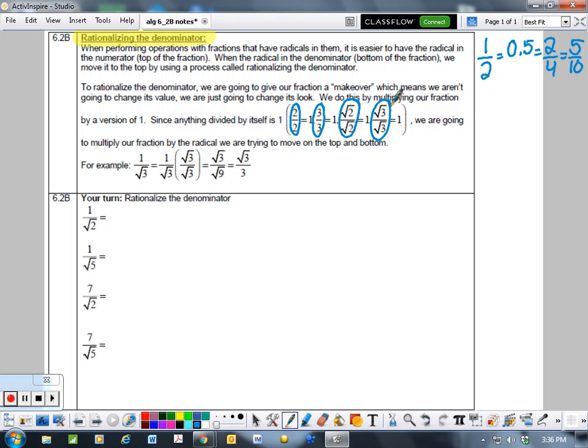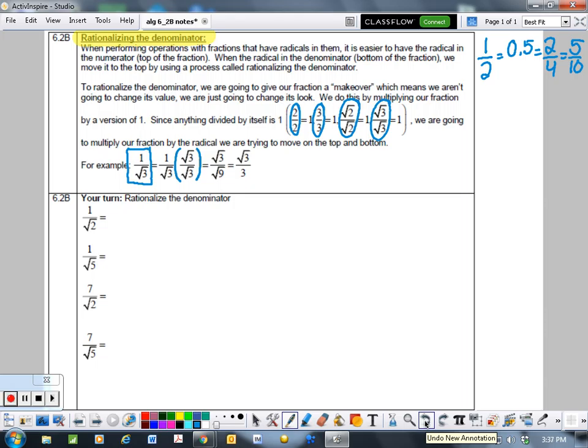For example, if I have the problem of 1 over the square root of 3, I cannot have that square root of 3 in the bottom. Since I want to move the square root of 3, I'm going to times by 1. But my 1 is going to look like the square root of 3 over the square root of 3, because the square root of 3 is what I want to move. So my 1 is going to look like what I want to move over what I want to move. This is really just the magical number 1. But I don't want it to look exactly the same, so I'm going to give it a makeover.